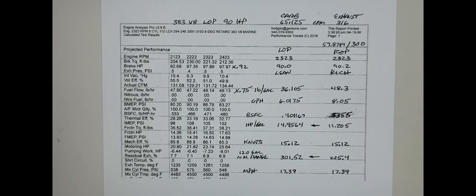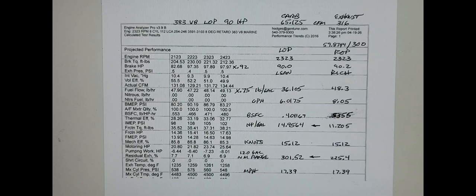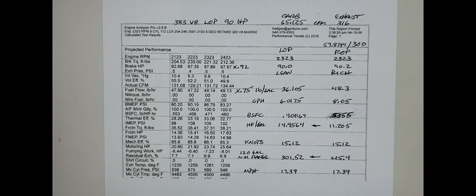So this shows me a total range on 120 gallons of 301.52 nautical miles lean of peak versus 225 nautical miles rich of peak. The horsepower per gallon is 14.9564. Now that is nearly 15, but not over it. But this is the best range while you're on planing.